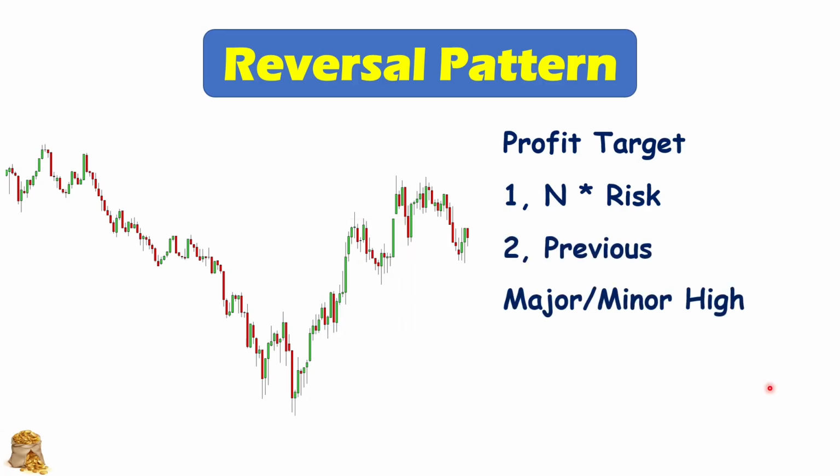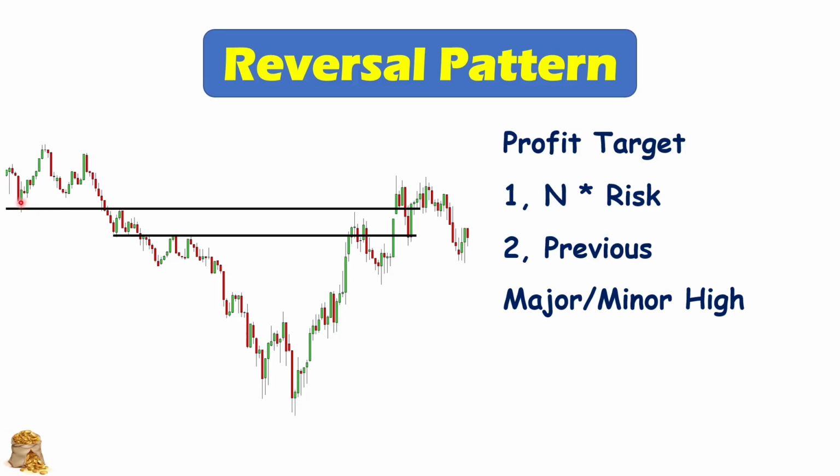The second option is to use the previous major or minor highs or lows. So take this for example. Here we have a level. This is the previous high. The reason is because here you can see the market goes down. So this level serves as the support. And then after it goes down below this level, it serves as the resistance again. So this level is a very important support and resistance level. So it is reasonable for you to use it as a profit target.